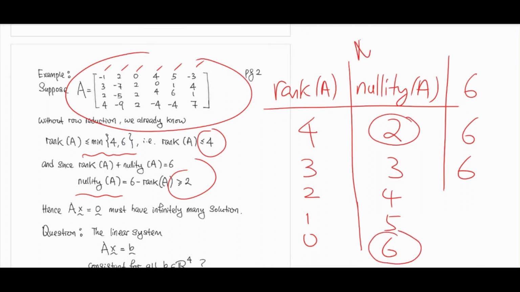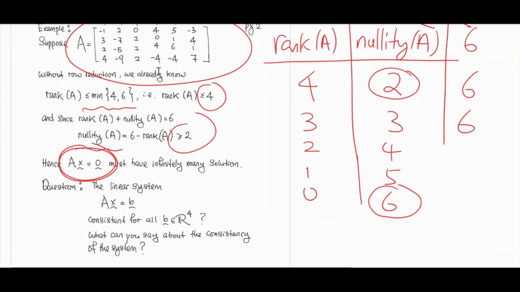That means the null space of A will have at minimum 2 vectors in its basis. That means that the system AX equals 0 has to have infinitely many solutions, because the null space of A is not a trivial vector space. So this linear system will have infinitely many solutions.